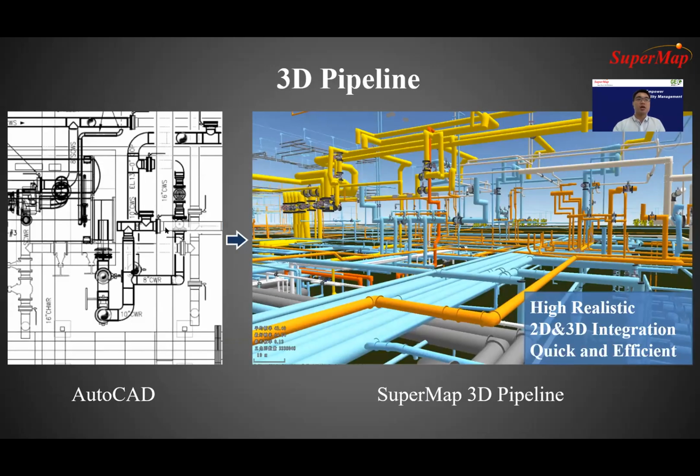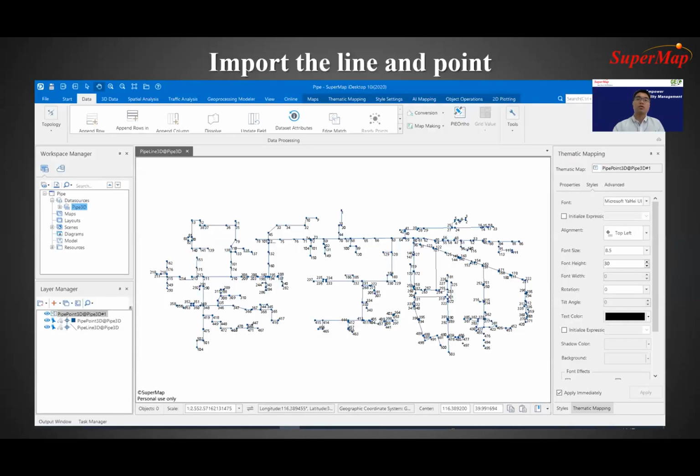You can see for most data, we input from AutoCAD, and then we can build some 3D scenes like this picture. You can see this is the effect. After we input the data from AutoCAD, it will be some lines or some polygons. Here we can load it in the 2D map, and we can do some topology check, and we can also add some labels for some nodes or valves of the pipeline.